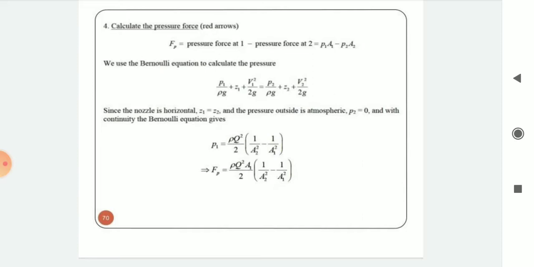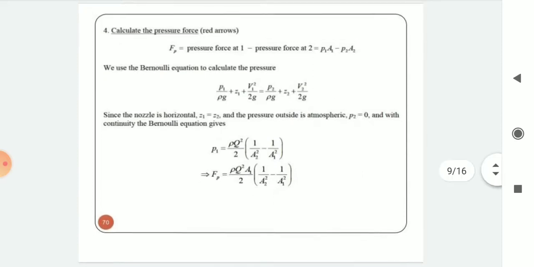Since the nozzle is horizontal, Z1 is equal to Z2, and the pressure outside is atmospheric, so P2 is equal to zero gauge. With continuity, Bernoulli's equation gives P1 equal to rho Q squared divided by 2 times (1 divided by A2 squared minus 1 divided by A1 squared). By solving this, Fp is equal to rho Q squared A1 divided by 2 times (1 divided by A2 squared minus 1 divided by A1 squared).